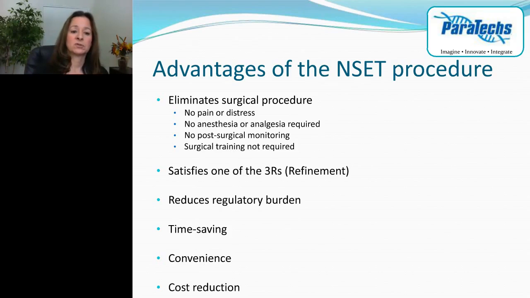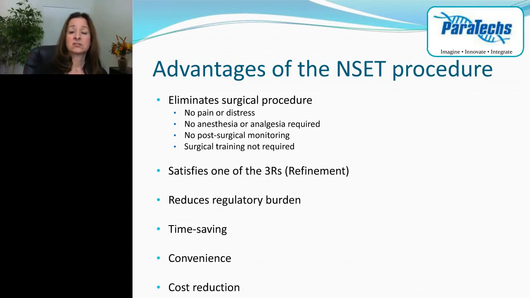One of the most important things from a technical standpoint is that there's no surgical training required for this procedure. Learning the procedure is very easy. It's not something that requires a lot of technical training and can be very quickly implemented in your laboratory.